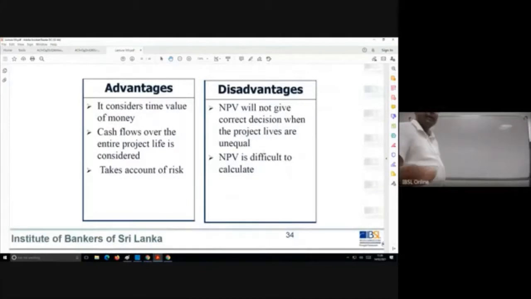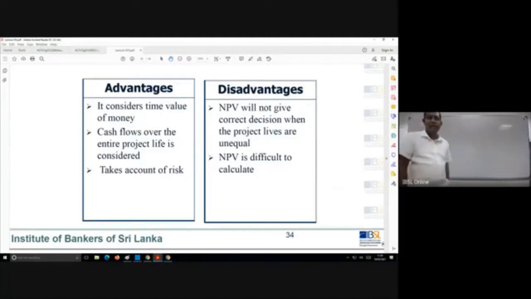Advantages: it considers the time value of money. Today's rupee and tomorrow's rupee, we consider that. Cash flows over the entire project life are considered, so we are not limiting ourselves like the payback period. We take the entire period's cash flow. It takes account of risk, since we are considering the time value. We know that with time, risk increases.